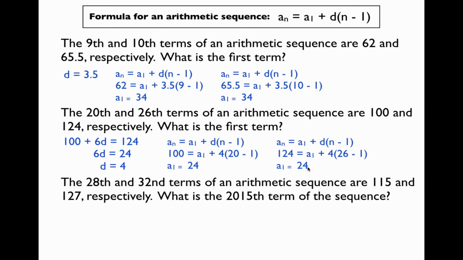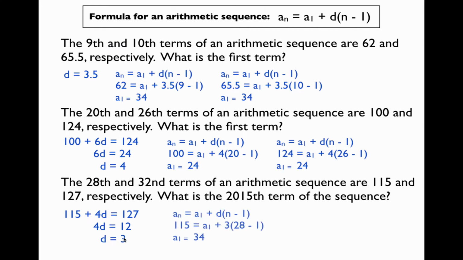All right, so the last problem, the 28th and 32nd terms of an arithmetic sequence are 115 and 127 respectively. What is the 2015th term of the sequence? So we take a similar approach. We find the common difference, either using the model I suggested or just using these as your inputs, those as your outputs, and calculating a rate of change. But the common difference is 3.